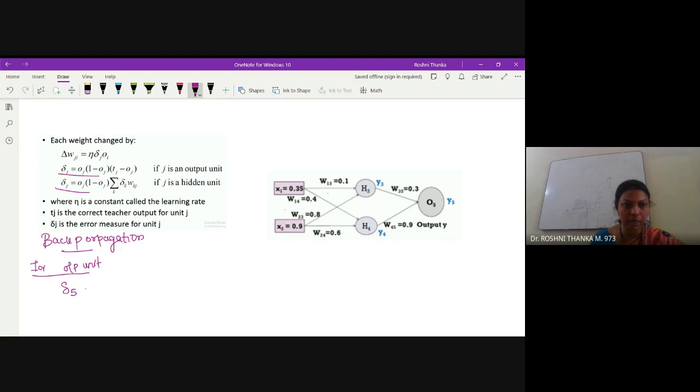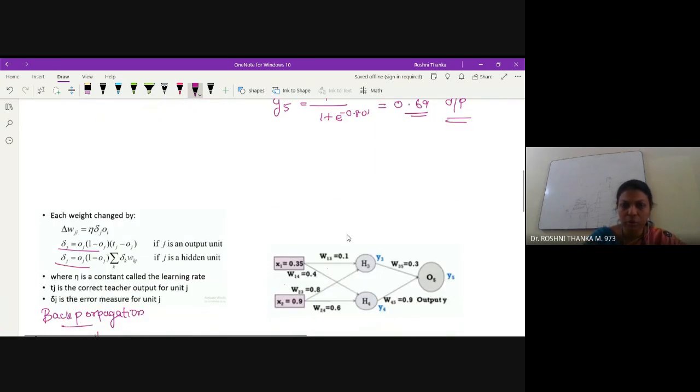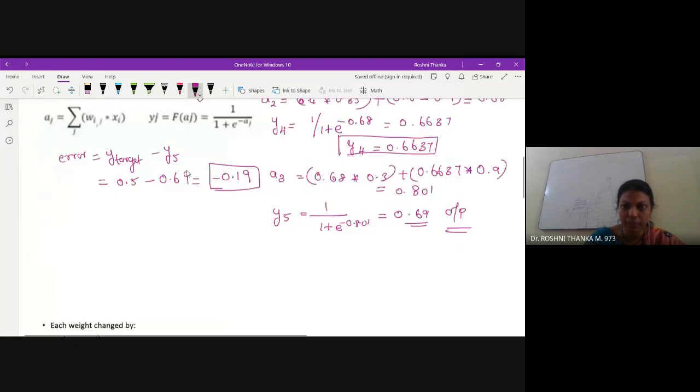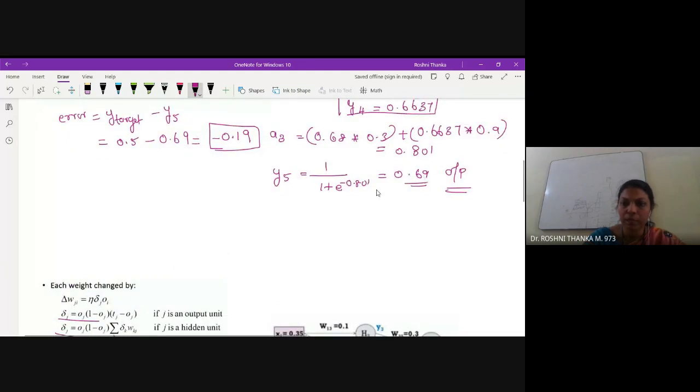So how will I calculate this? According to the formula, OJ is the output. What is the output? It is Y, the output value. Then 1 minus Y. Then target minus OJ, the same thing, so Y target minus this Y value. When you apply it, what is the Y we got for this? That is Y5, the output which we got for this particular node. What we got is 0.69.